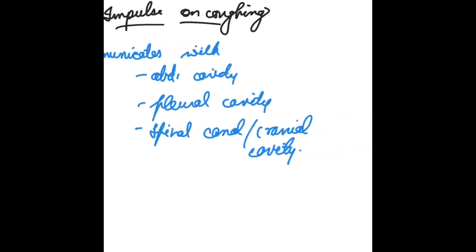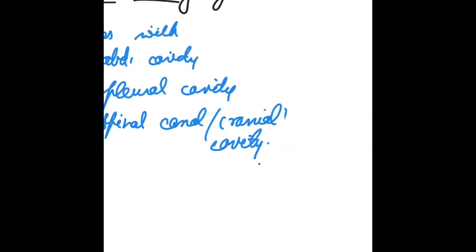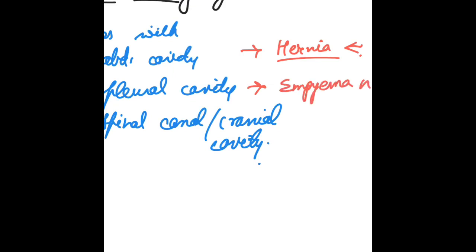Let's see an example of each type of swelling. When the swelling communicates with the abdominal cavity, it's generally a hernia, and this is a very diagnostic fact for a hernia that impulse on coughing is present. Now, sometimes the swelling communicates with the pleural cavity and you see impulse on coughing, and that happens in case of empyema necessitans. When the pus in the pleural cavity penetrates through the pleura and presents as a subcutaneous swelling.